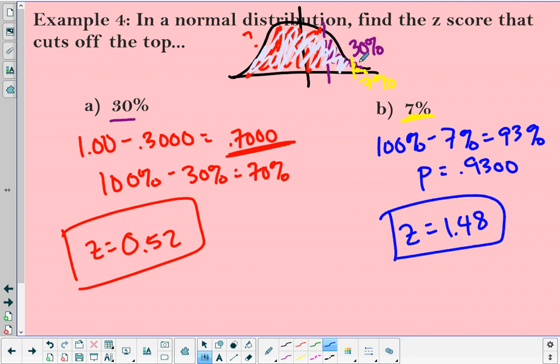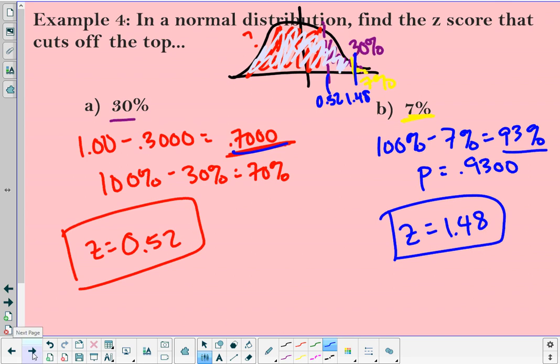Makes sense because you're a lot farther away from the mean. So that's a z-score of 1.48. This was a z-score of 0.52. Both are on the positive side because both are measuring percentages that are above 50%, but the 93% is much farther away from the 70%. So my z-score is a lot higher.